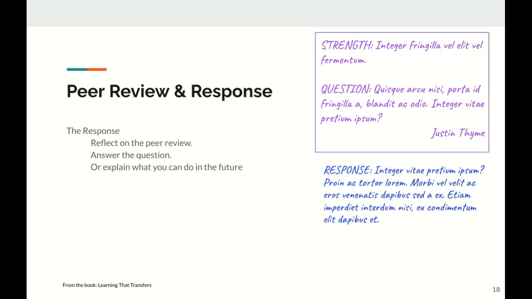And then the person who did the notes, they have to look at the peer review, and take that input and respond to it. So you're going to reflect and then answer any questions they offer or explain how you're going to take their suggestion and put it into use in the future.